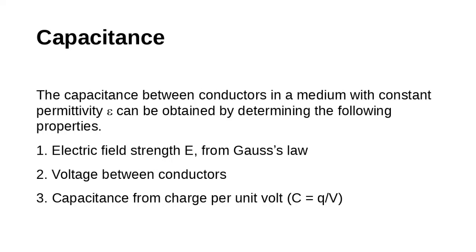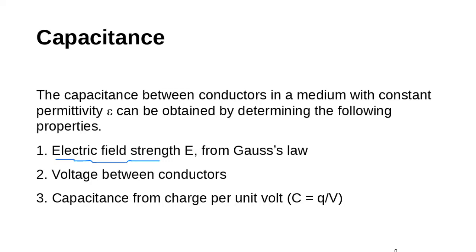Now, when we talk about capacitance, we talk about the electric field. When we talk about inductance, we talk about what? I want to hear from you. Magnetic field. Very good. So therefore, we need to have the voltage between the conductors. The capacitance from charge per unit is, as you know, the charge over the voltage, which gives you the capacitance.